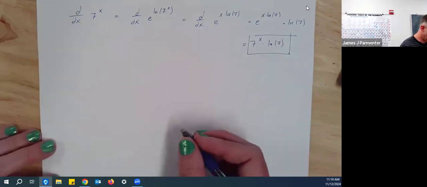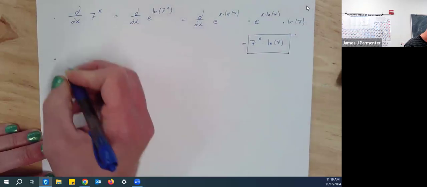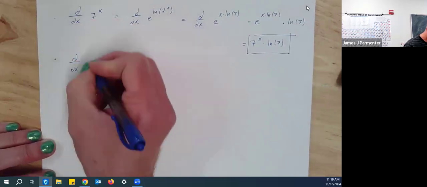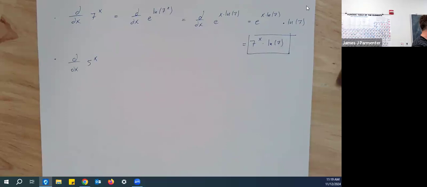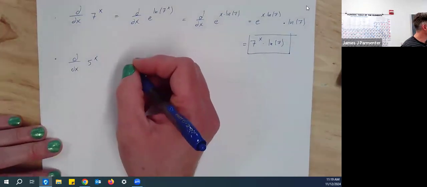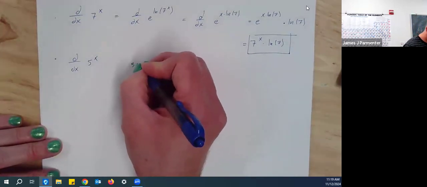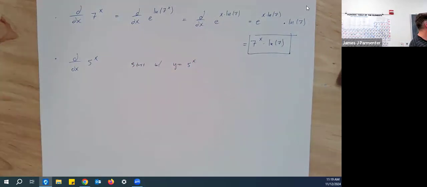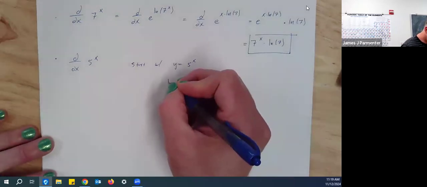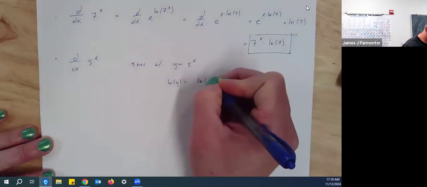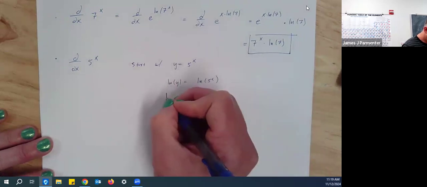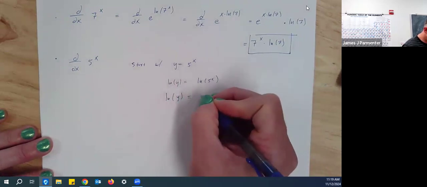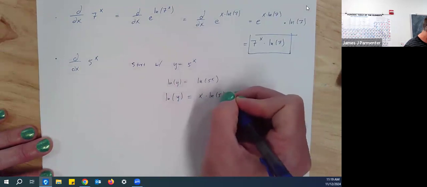The other way of doing this, which I think is interesting, is I want to take, say, the derivative of 5 to the x. I know what the answer is going to be. It's going to be 5 to the x times natural log of 5. But if we choose to, we can do this implicitly. You can say we're going to start with y equal to 5 to the x. Take the natural log of both sides. So the natural log of y is equal to the natural log of 5 to the x. But then the natural log of 5 to the x is x times the natural log of 5.